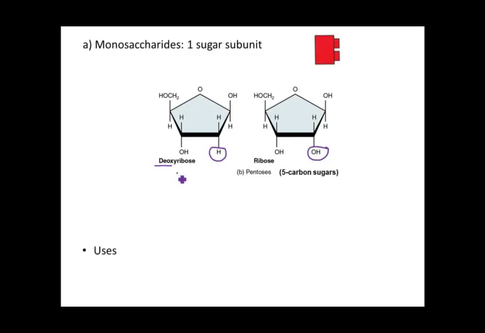Deoxyribose is used in building DNA. So we find this in the DNA nucleotides. Okay, so we will come back and talk about that guy later. And same with this, we'll see this one again because we find it in the RNA nucleotides.